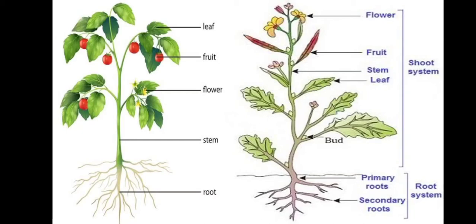Shoot includes all the parts that grow above the soil. That means flowers, fruits, leaves, stem, bud. All these are included in shoot. And the part that grows below the soil is called root. And there are two types of roots.